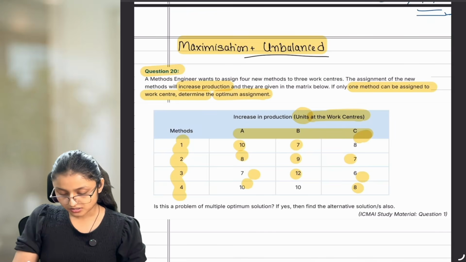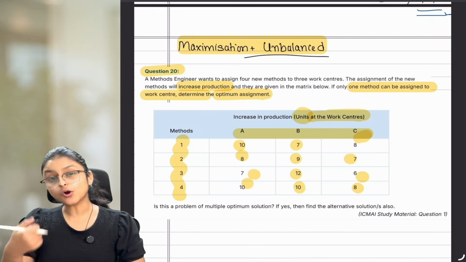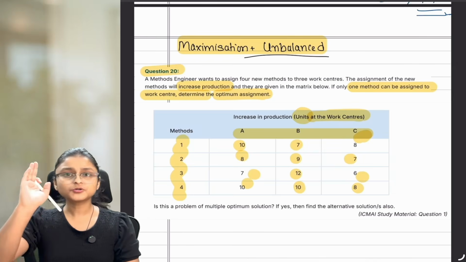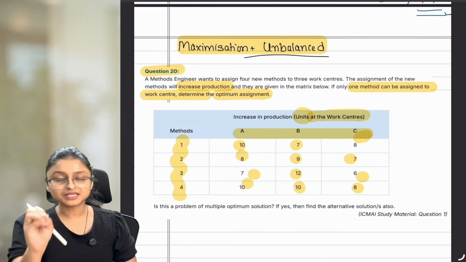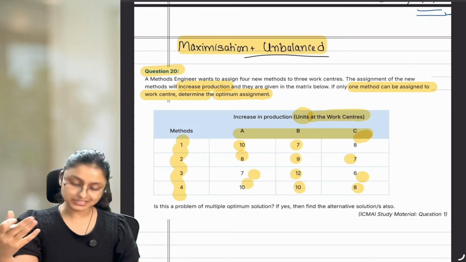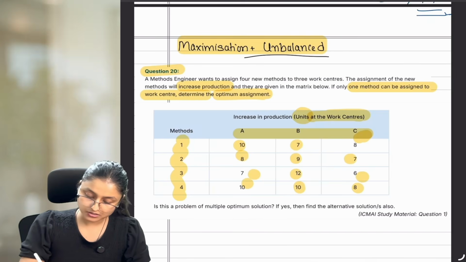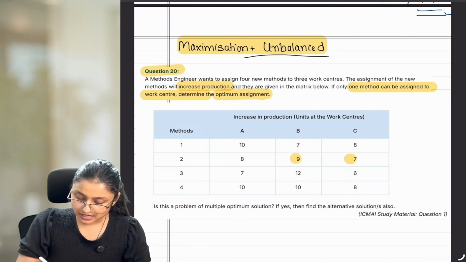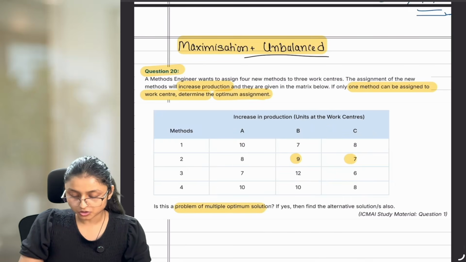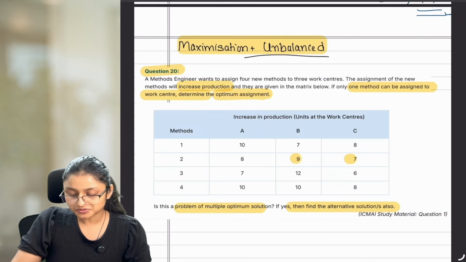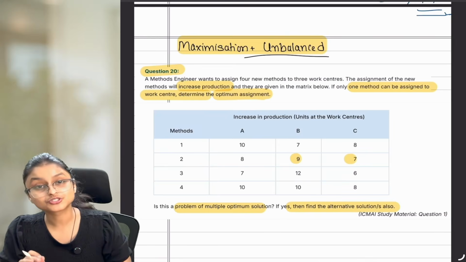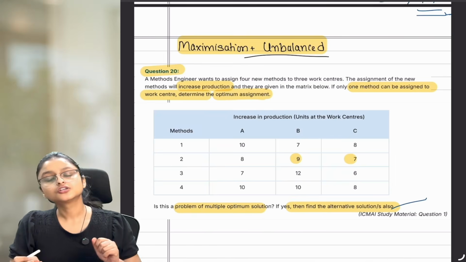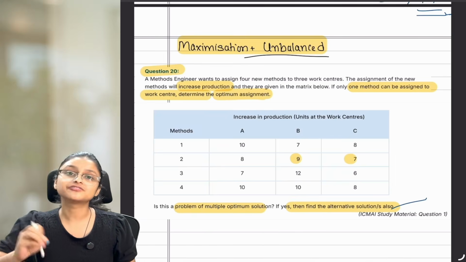These are units. Now tell me, whenever we want to reach an optimum scenario and we have units, what do we want? We want to increase the units. Whenever we are making and selling units, we want to increase them. So this is a situation of maximization. Now, is this a problem of multiple optimum solutions? If it is, then you have to find the alternative solutions also. This question specifically wants us to calculate the alternative solution, so if there is any, we'll definitely calculate it.